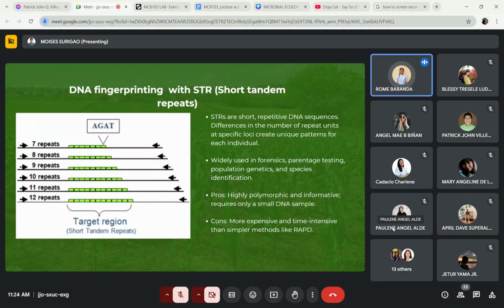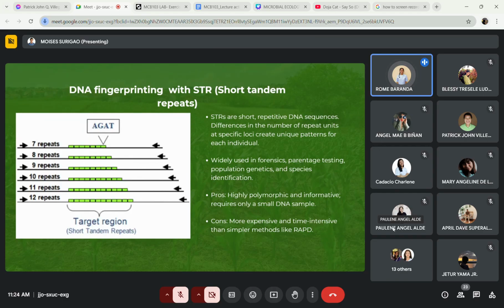Another is the DNA fingerprinting with STR or the short tandem repeats. And this one analyzes the variation in tandemly repeated sequences for population genetics and forensic science. So ito siya parang masyadong short din ang kanyang process, which involves DNA extraction, then it will be subjected to PCR amplification, then electrophoresis, and then lastly is detection. So yun lang for processes lang yung sa kanya.